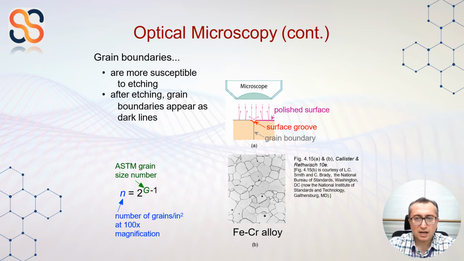To quantify the grain size, we use the ASTM grain size number, which is given by this formula. N equals 2 to the power of g minus 1. Here, n represents the number of grains per square inch at 100 times magnification, and g is the grain size number. This method allows for standardization and comparison of grain sizes across different materials. So, in this photo, you can observe a polished surface under the microscope. The surface groove and dark lines indicate where the grain boundaries have been revealed through etching, providing insights into the material's structure.